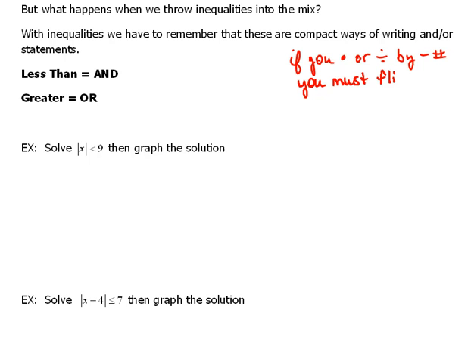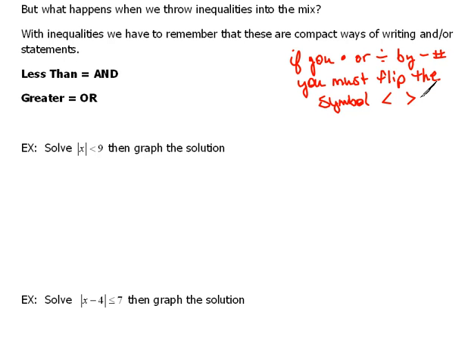Must flip the symbol. So meaning the less than or the greater than symbol. You have to flip those over if you multiply or divide by a negative. Otherwise, the rules are exactly the same as they are for solving equations.